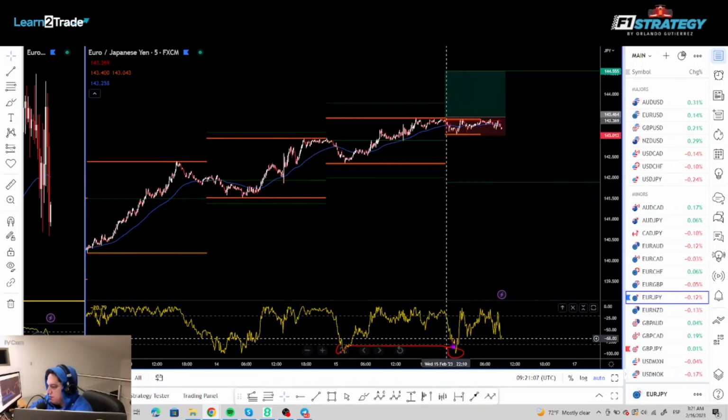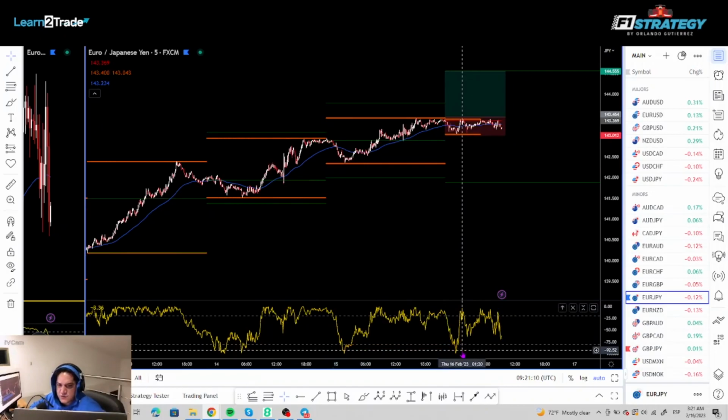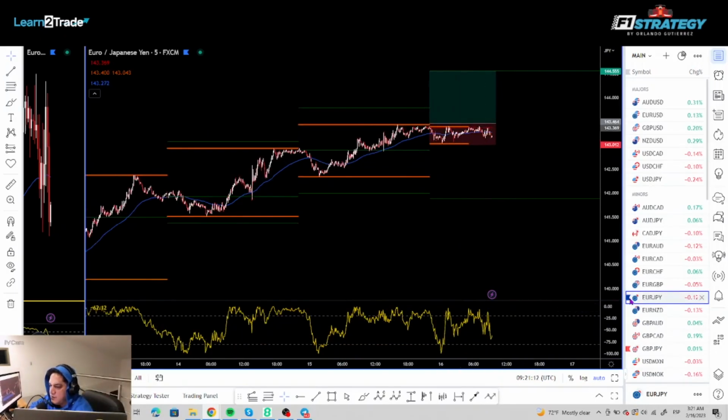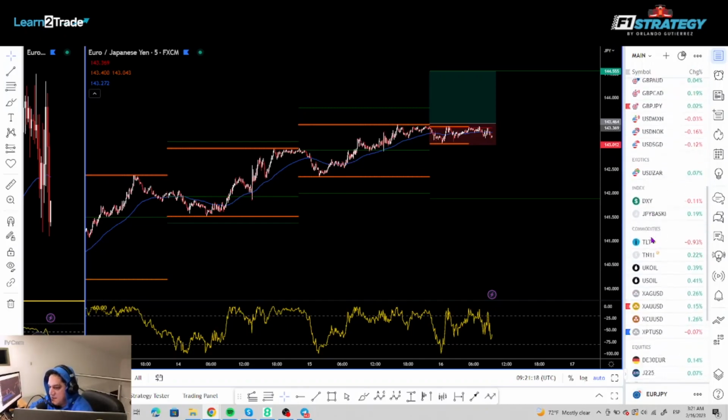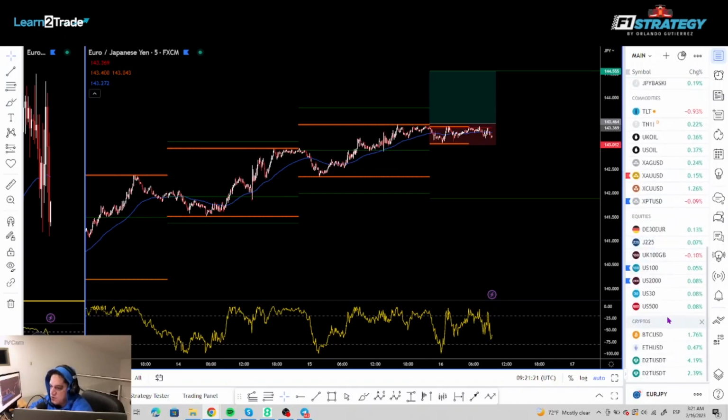Anything that you see marked on the right side of my screen with a blue tag, like the Euro Yen, is an F1. With a red tag, it's a VIP trade. So today we had 2 VIP trades and 4 possible F1 strategy setups.